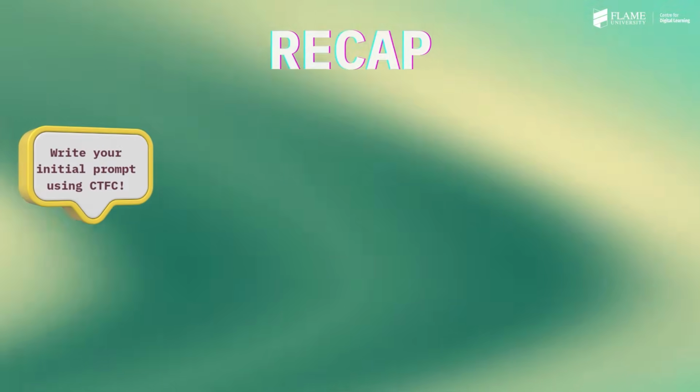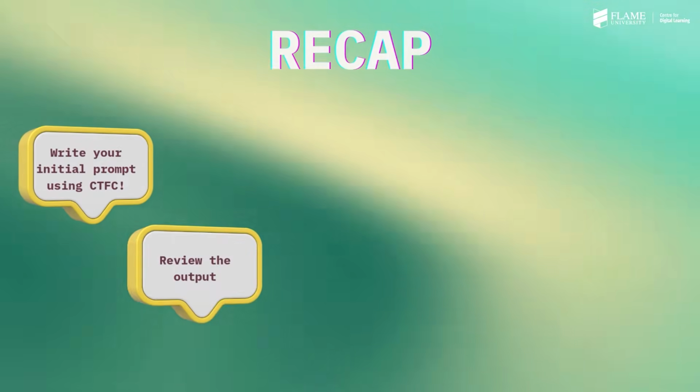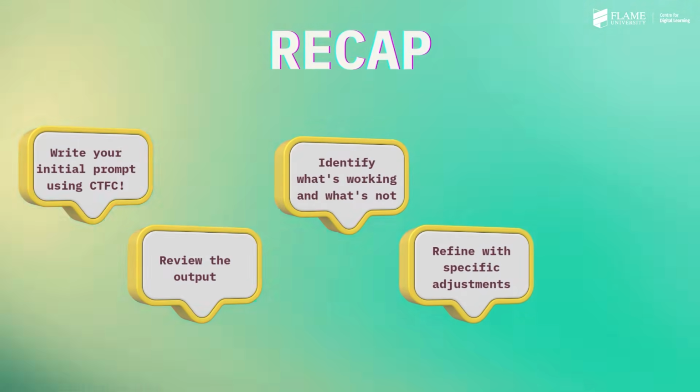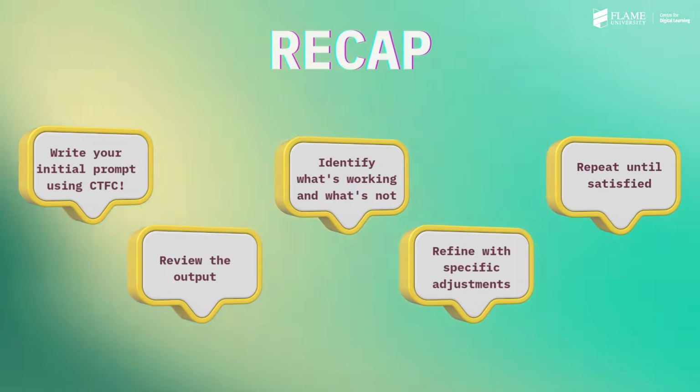Write your initial prompt using CTFC, review the output, identify what's working and what's not, refine with specific adjustments, repeat until satisfied. Most people get 90% of what they need in 2 to 3 iterations. That's still faster and better than starting from scratch yourself.